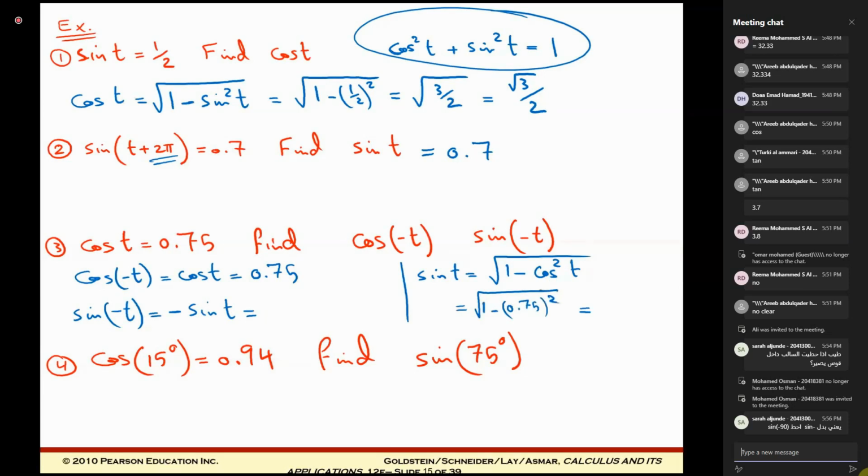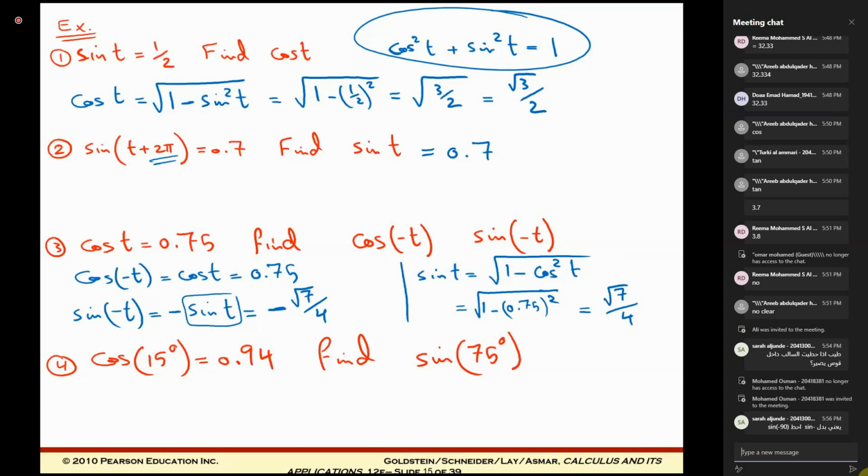And this is equal to 3 over 4, 9 over 16, 16 minus 9, 7, radical 7 over 16 over radical 16 over 4. So sine of t equal radical 7 over 4, and with the minus, this is the value of sine minus t.